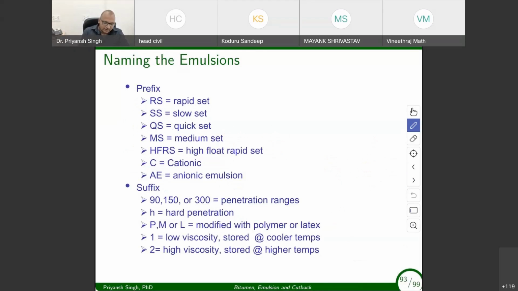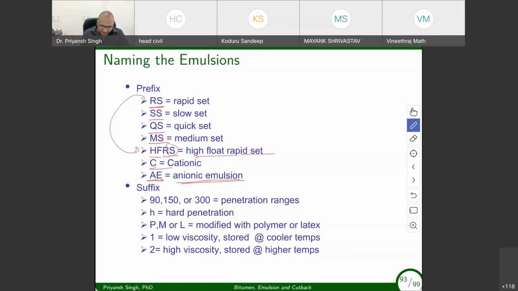Let's see what the naming criteria for this emulsion is. There are two different components in any emulsion nomenclature, a prefix and a suffix. There are different types of terms. RS is rapid setting, SS slow setting, QS quick setting, MS medium setting, HFRS is high float rapid setting. The RS is the same here. C, if we add, will represent cationic. AE, if we add, will represent the anionic emulsion.